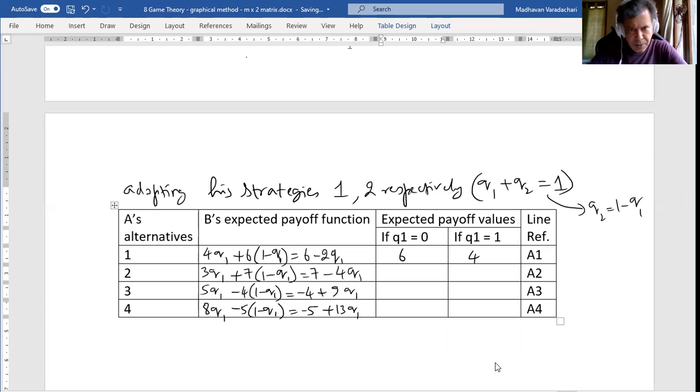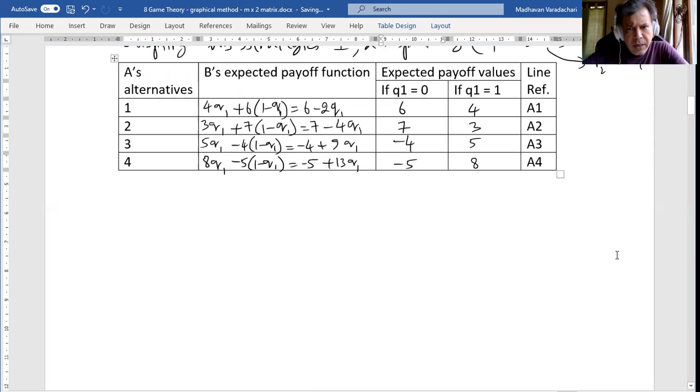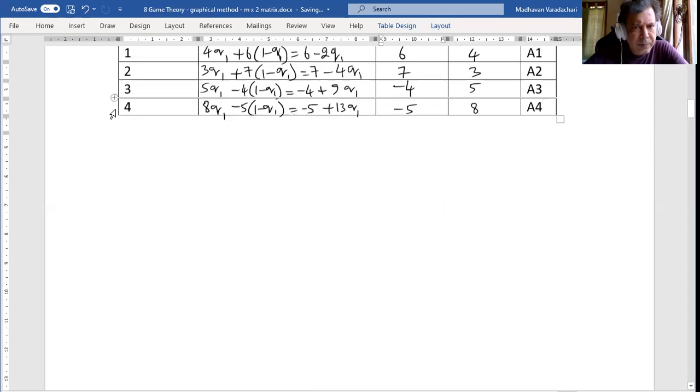Now let us substitute. If I put Q1 as 0, this will be 7, this will be minus 4, this will be minus 5. Here it will become 3, this will become 5, this will become 8. Now we have the coordinates ready and can draw the graph. Notice that at Q1 equal to 0 the least value is minus 5 and the highest value is 7. Here the least is 3 and the highest value is 8. So we can have a graph like this.